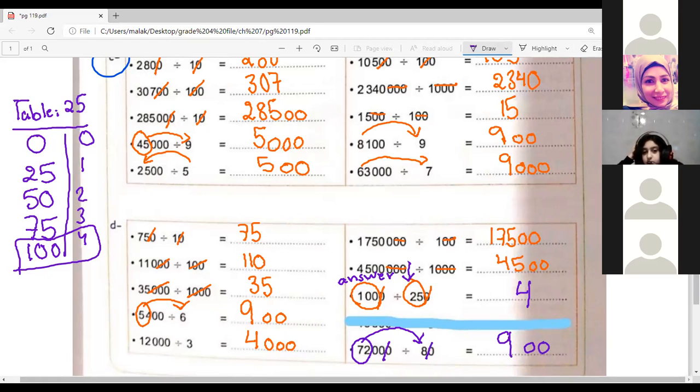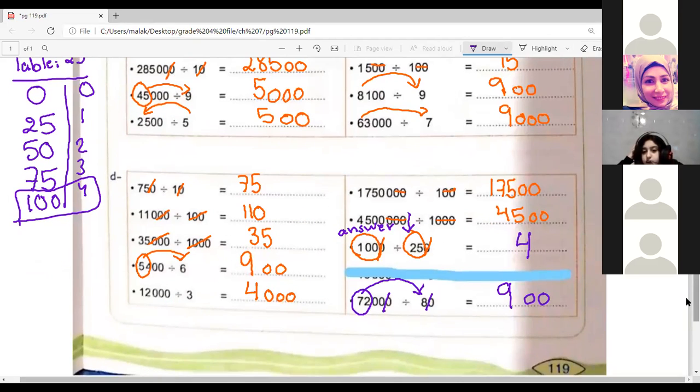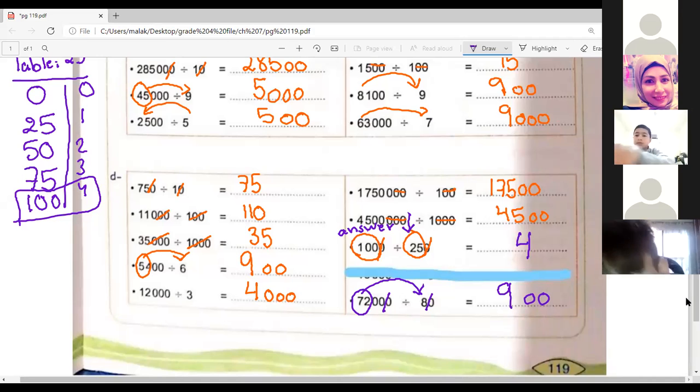Jawad, where are you now? In which part? Yes, you can go down. It's okay. Okay, please hurry up. We have finished part D, Jawad. You have to start a new idea now.